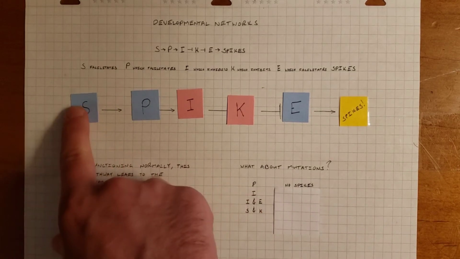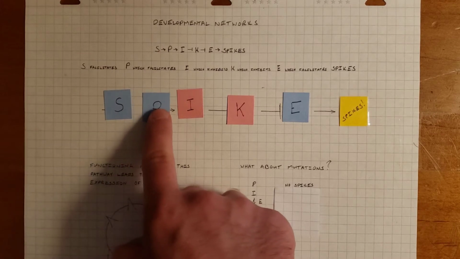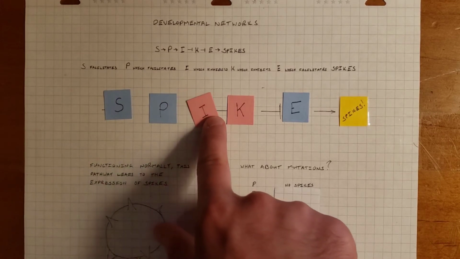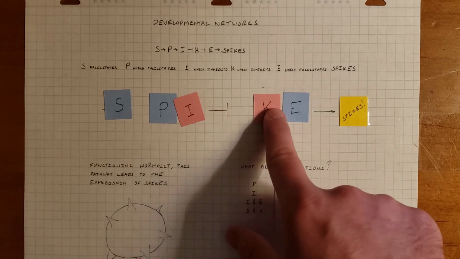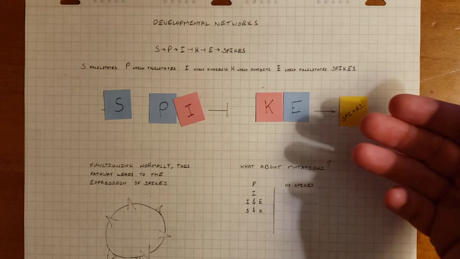I mutant: S facilitates P. P facilitates I. I is non-functional. It cannot go to inhibit K. So K then goes on to inhibit E, which inhibits spike production.